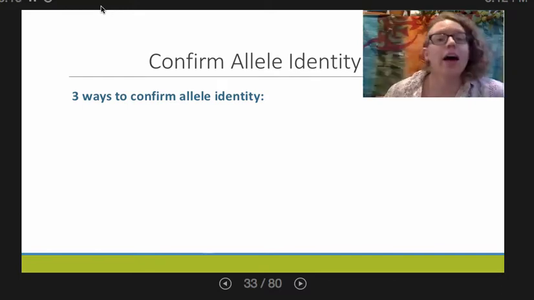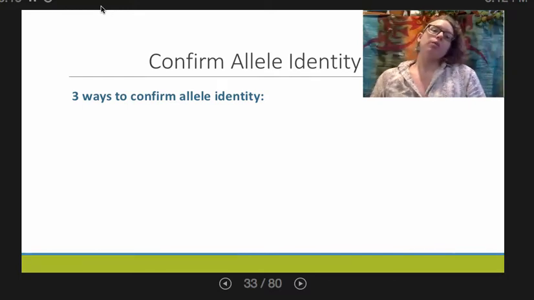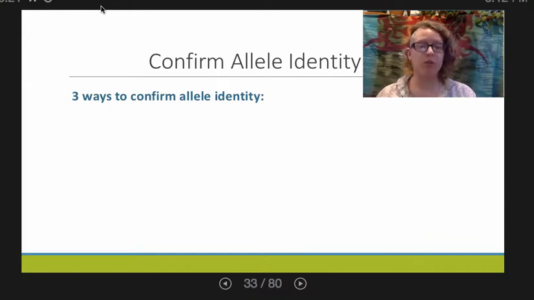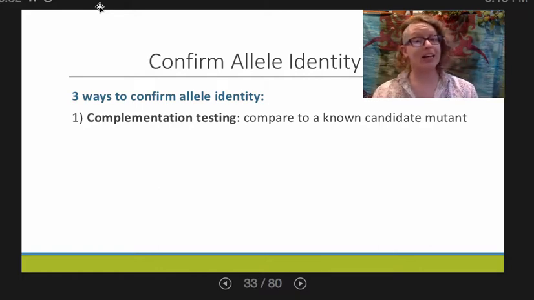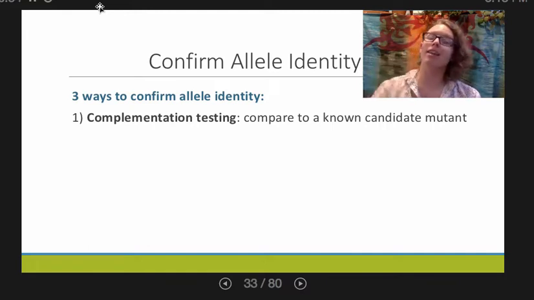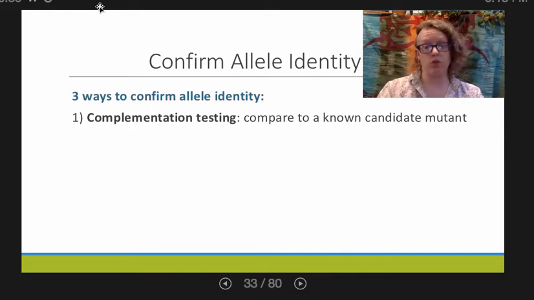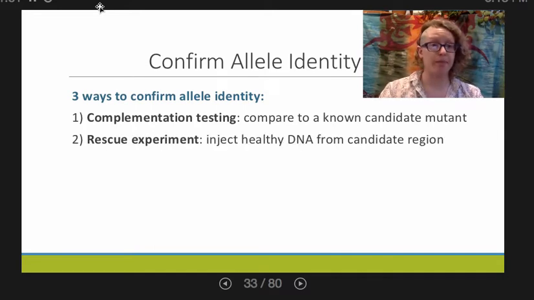I love them. How do we figure out what this gene does? So there are 3 ways to confirm an allele's identity, what gene that allele is a mutant version of, essentially. We're going to talk about all 3 of them. The first is complementation testing, which is comparing a known mutant where a candidate gene has been mutated to your mutant and seeing if they're the same gene.